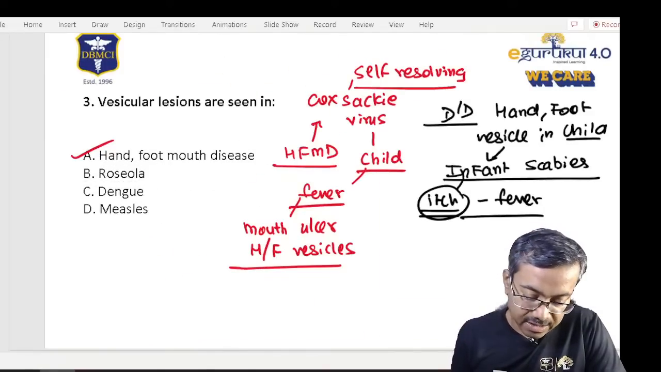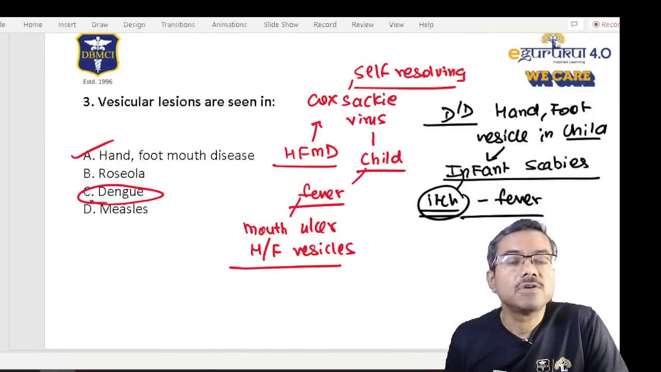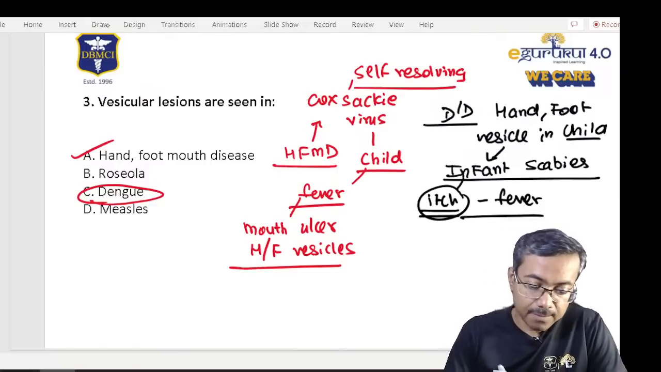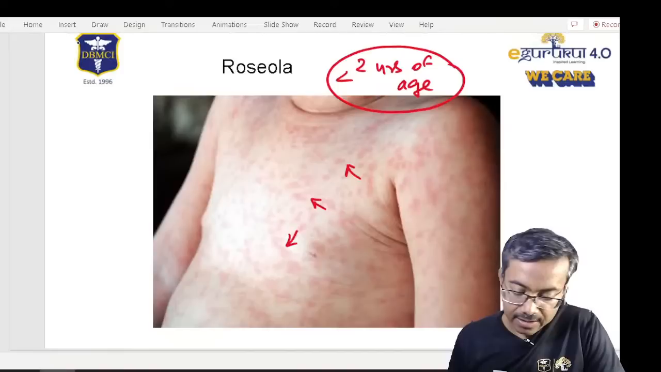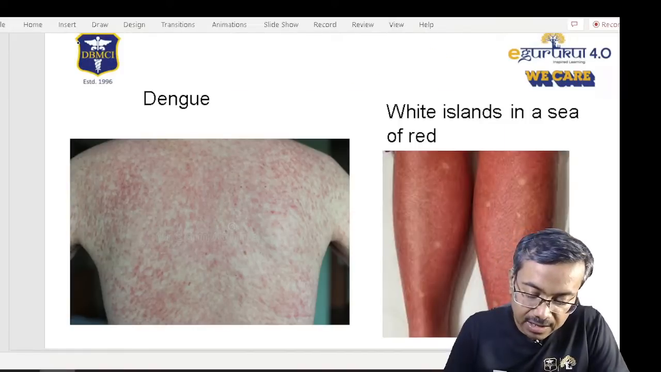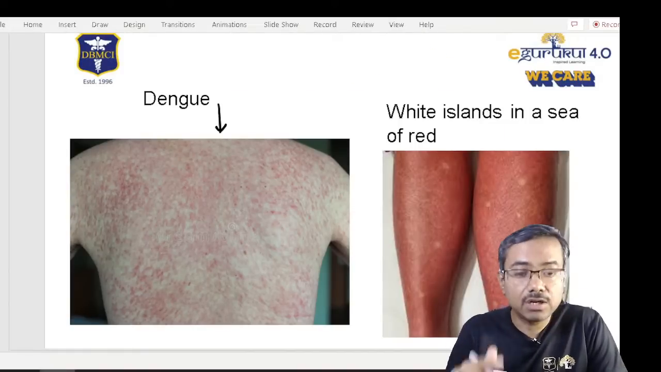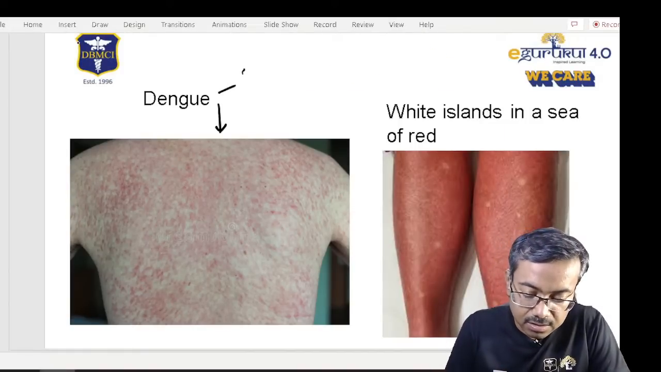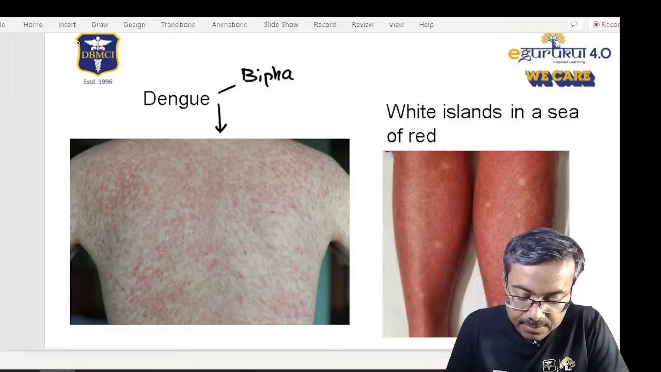Now, one more here. The next one is dengue. Dengue also causes a rash, and I'll tell you the MCQ on dengue. Dengue typically has a rash that we call a biphasic rash. Biphasic means there are two phases of this rash.